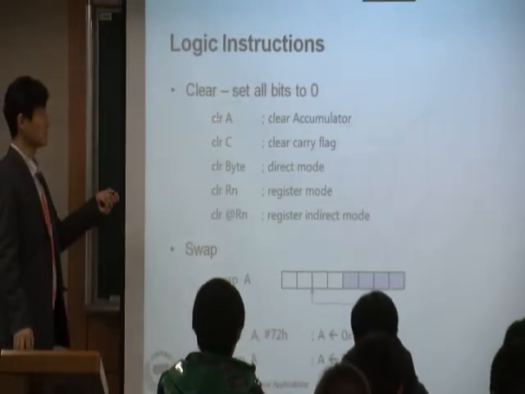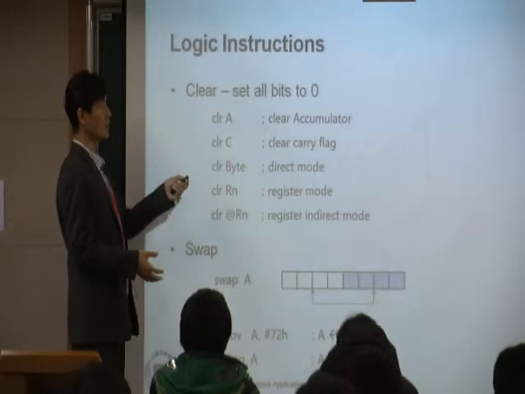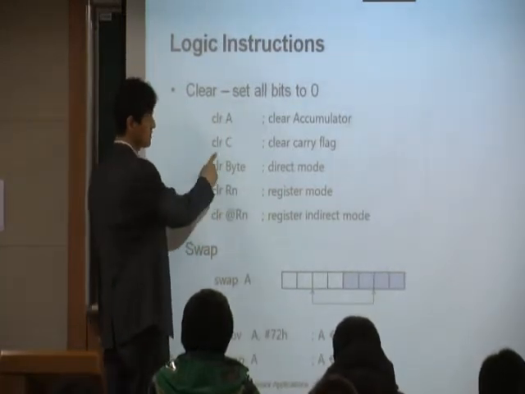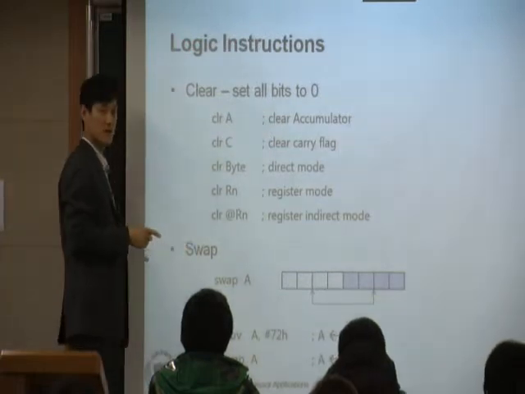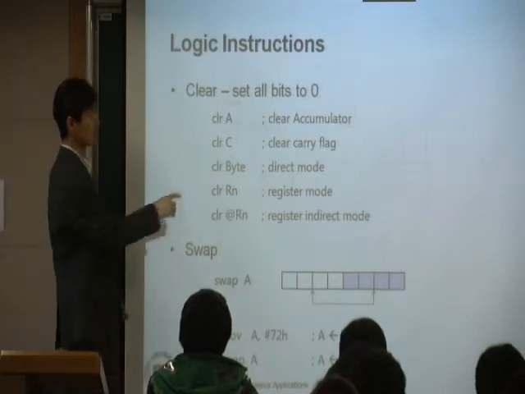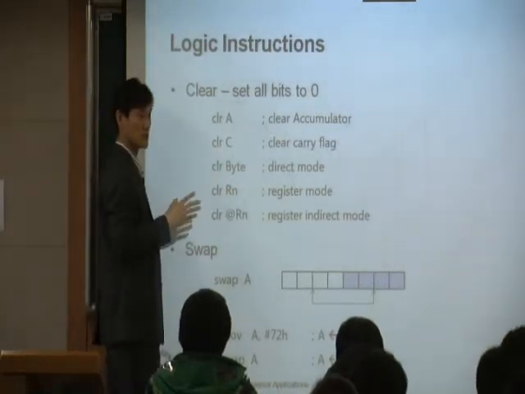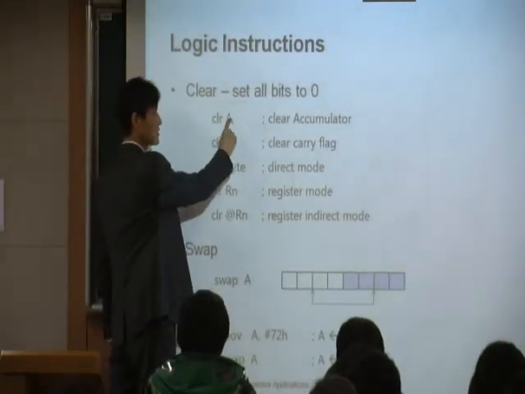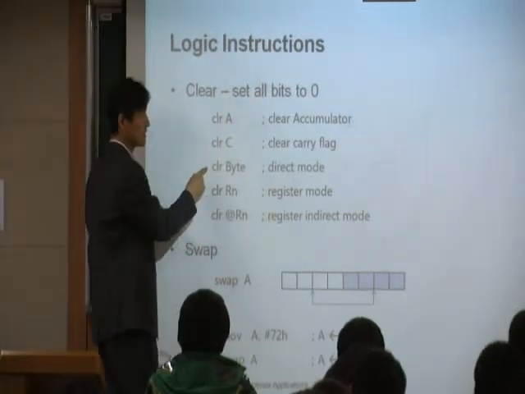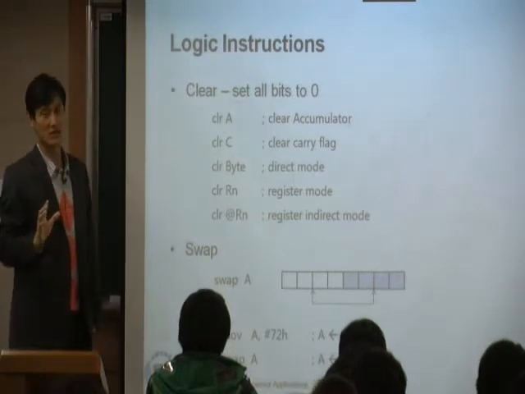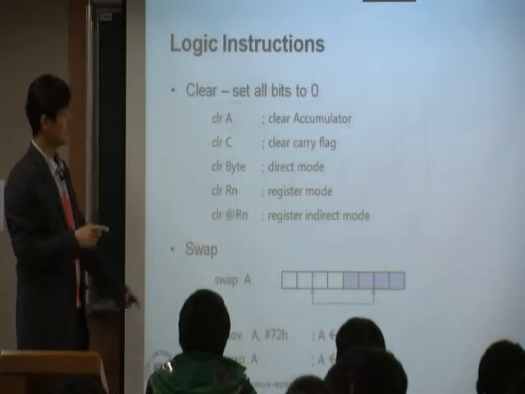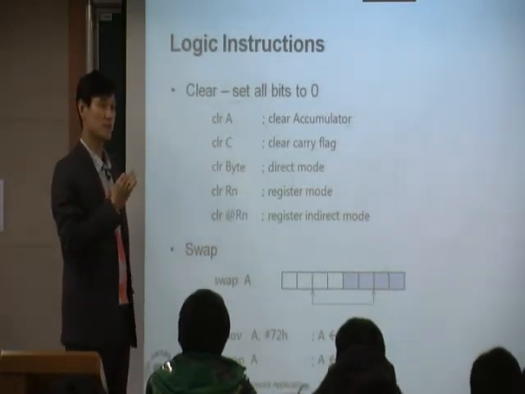First of all, the clear. Clear, you know that, right? Set all the bits to 0. Like clear A, the value in A will be 0. Clear C, what is C? C is carry. Clear A is a register, so when you do this, the value in the register, the 8 bits, becomes 0. But when you do clear C, C is not a register. C is a flag, just a 1-bit flag. That 1-bit flag becomes 0.